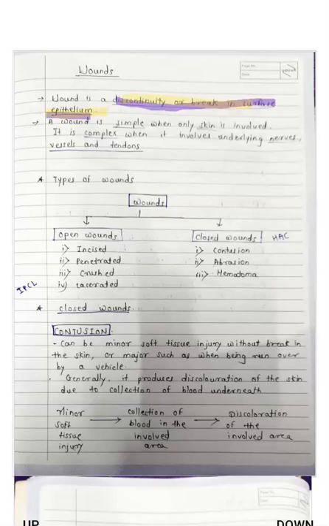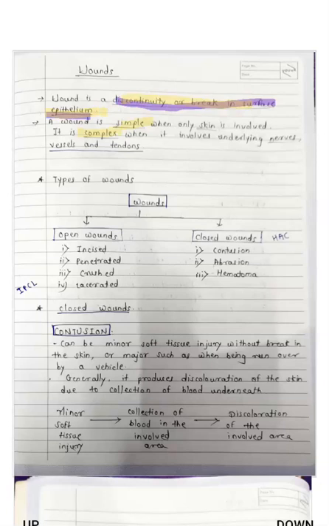A wound may be simple or it may be complex. When it involves only skin, then it is a simple wound. But when it involves underlying nerves, vessels and tendons, then it is a complex wound. So it may be simple or it may be complex.